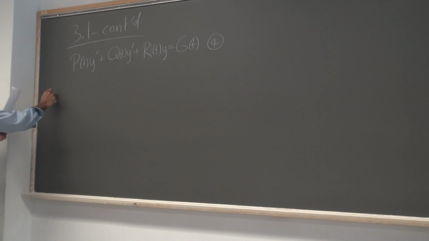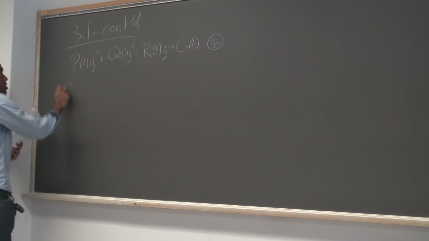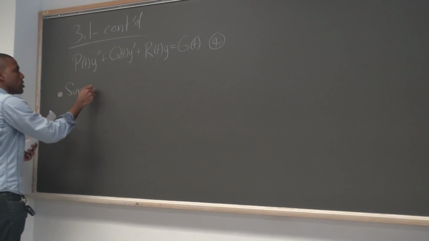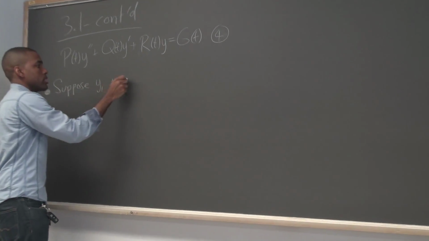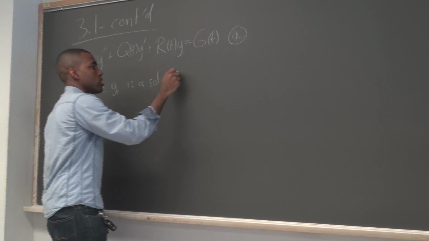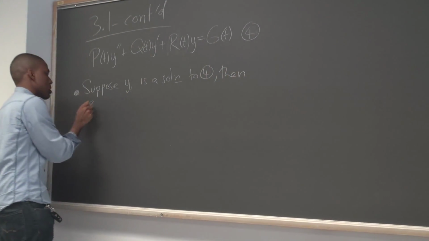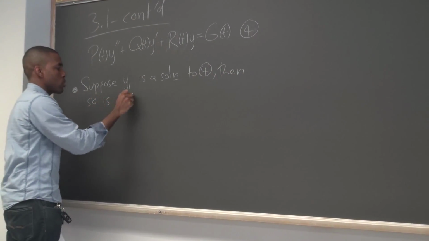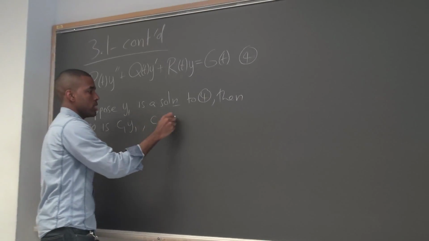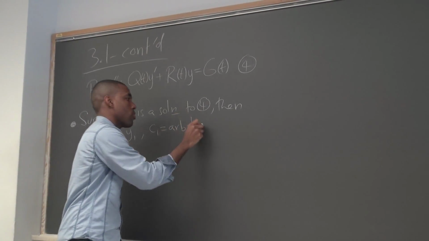All right, so we had that equation, and I wanted to show you two things. Suppose y1 is a solution to 4, then so is C1 y1. C1 is just an arbitrary constant.